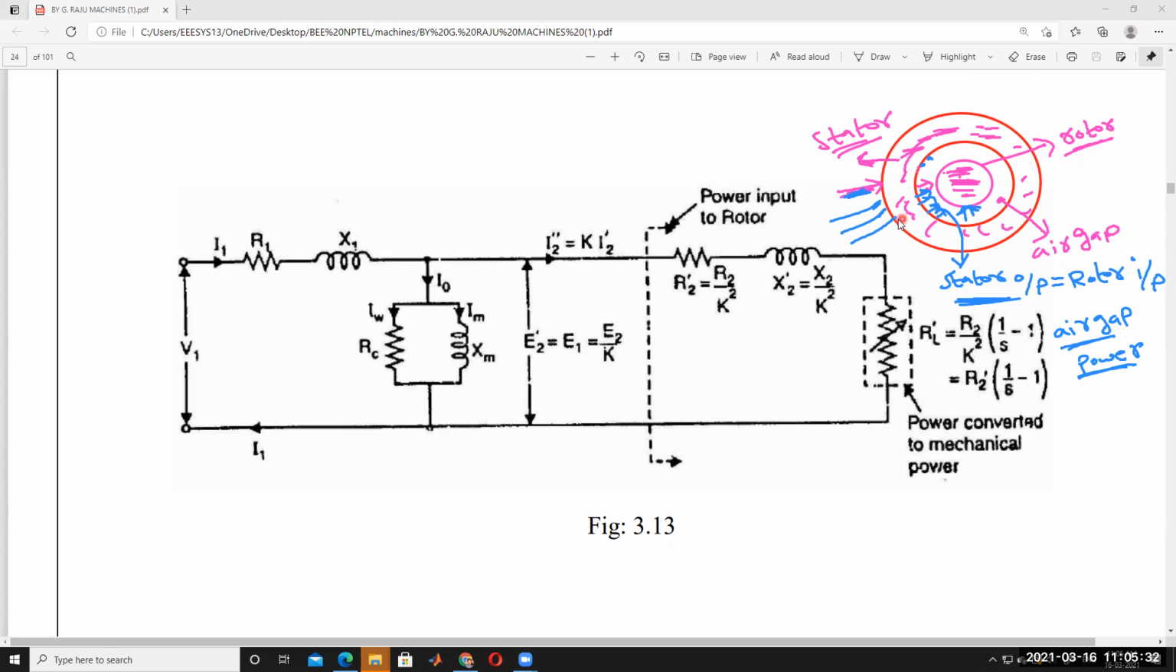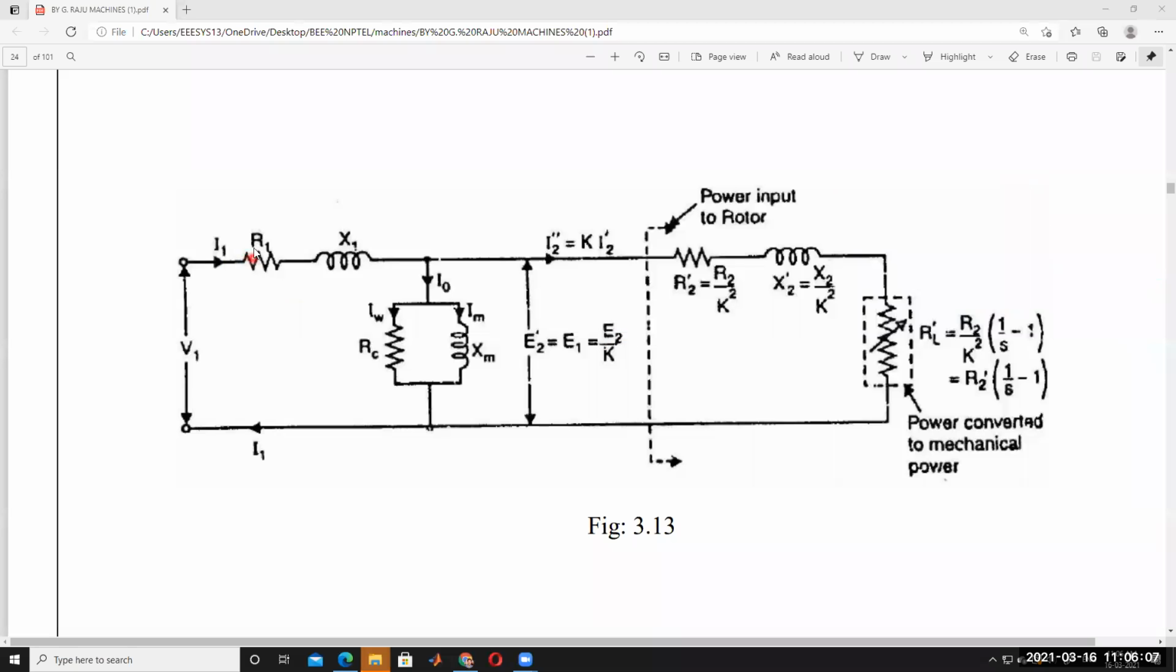We give the power supply to the three-phase induction motor on the stator winding. After the winding, the power is transferred to the rotor based on the induction principle, so stator output is nothing but rotor input. The power transferred from stator to rotor is called air gap power. It's clear?